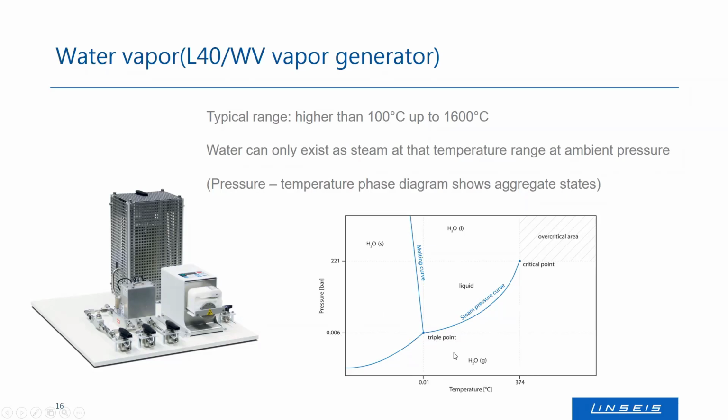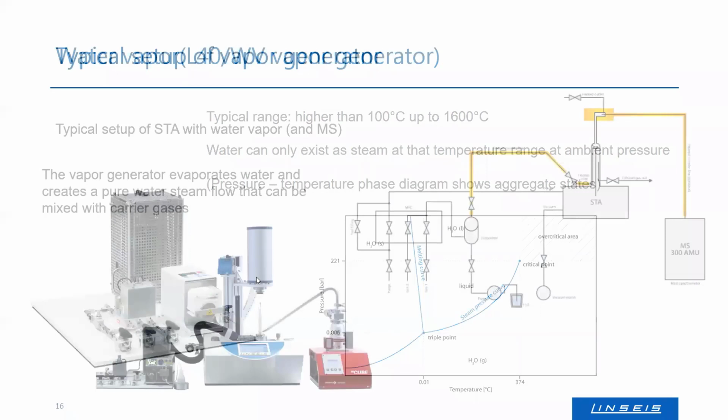And there's the critical point. That means if you have high temperatures and you exceed the pressure level of the critical point, you're getting into the supercritical area where water only exists as a mixture of liquid and gas that cannot be defined anymore. It behaves not like a liquid, it behaves not like a gas. It's a high density gas that looks like a fog, or looks like a white cloud, something like that. So it's very hard to handle it here. But whenever you are in that temperature range here, water is gaseous, and then you can use it as water steam, as water vapor. The picture here shows how a water vapor generator more or less looks like, and this is how it works.